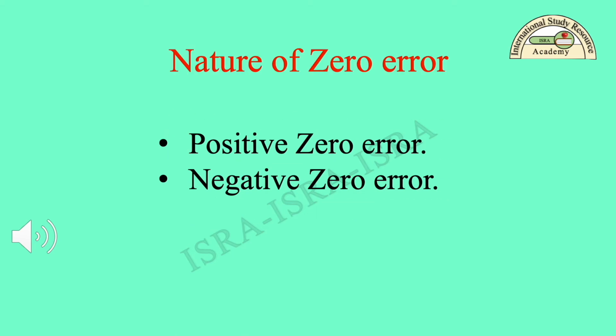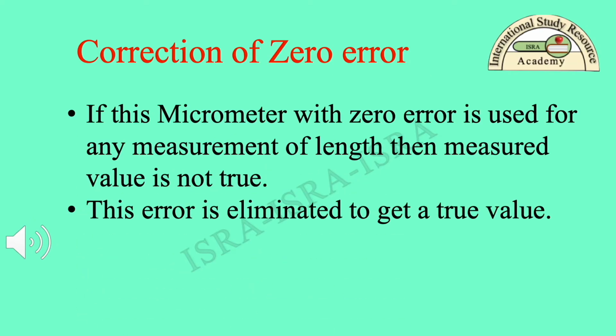Nature of zero error. We have 2 types of zero error. First one is positive zero error. Second one is negative zero error. Correction of zero error. If this micrometer with zero error is used for any measurement of length, then measured value is not true. This error is eliminated to get a true value.